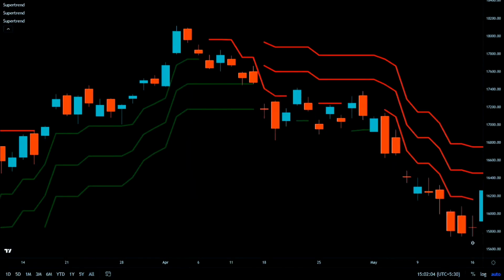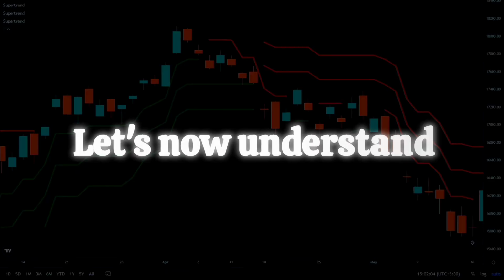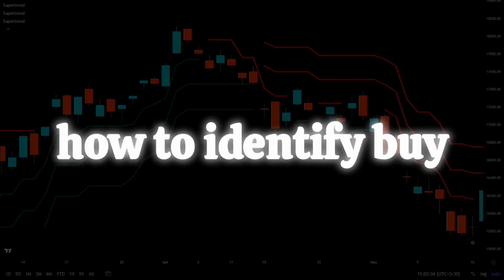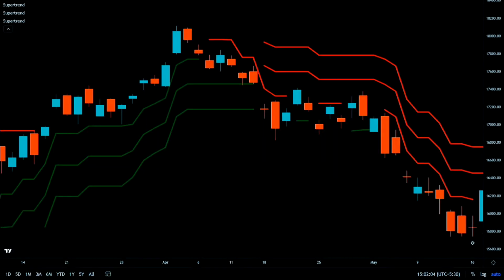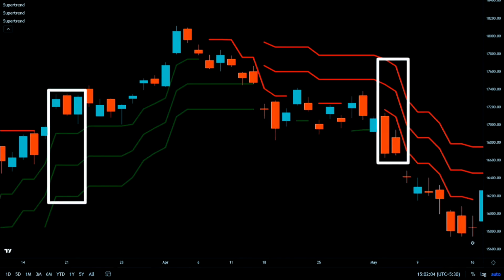You'll see 3 lines on the chart, which will sometimes turn red and sometimes green. Don't get confused, it's very simple. Let's now understand how to identify buy and sell signals. You should take a trade only when all 3 lines show the same color.